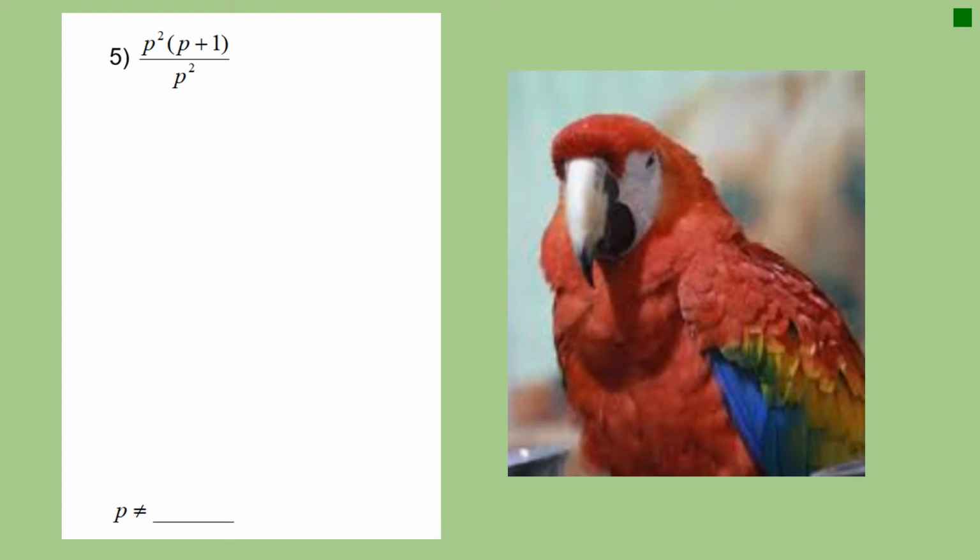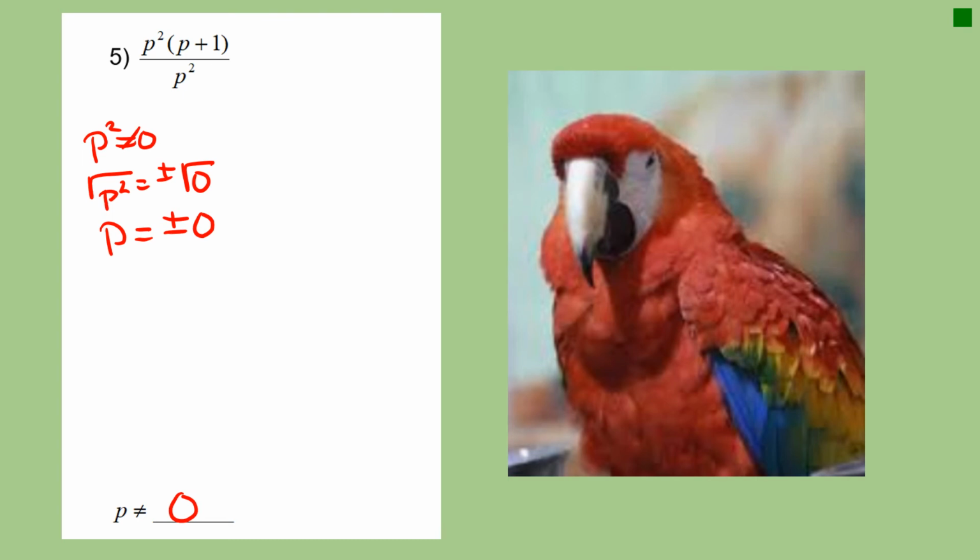All right. Here's the denominator. P squared cannot equal 0. If I take the square root and put a plus or minus, p cannot equal plus or minus 0. Well, guys, there is no such thing as plus 0 or minus 0. There's just 0. So p can't equal 0.